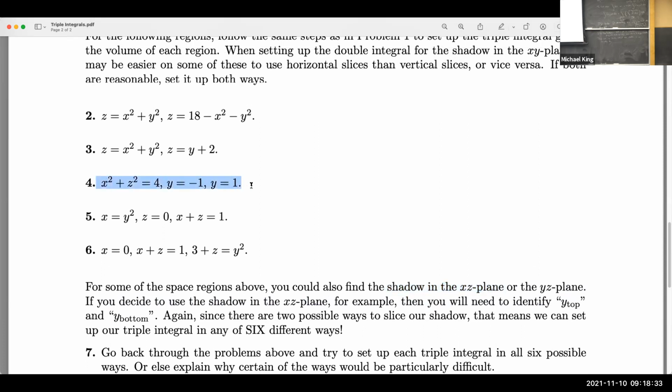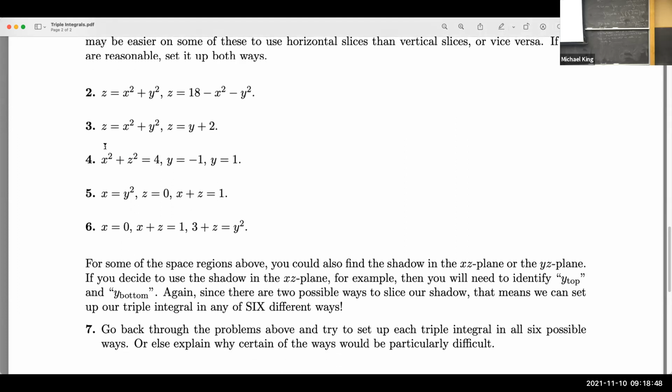Like number 4, you can do it. You can still project on the XY plane if you want, but you have to solve for Z for 2 different equations. But you could also project into the XZ plane if you wanted to. So basically I'm saying do 3, 4, 5, and 6, and hey, if you finish those, set up every integral in all 6 possible ways.